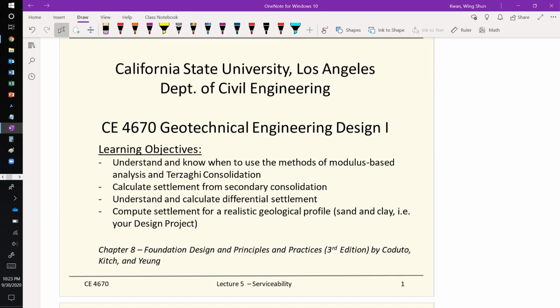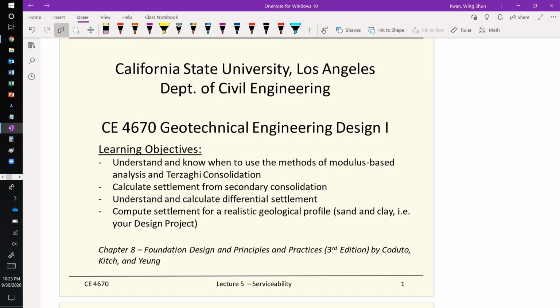Last lecture we talked about the bearing capacity of your shallow foundations, which means we check whether the soil strength has the capacity to handle the loading from the structure passing to the soil through the foundations. If the loading from the structure is greater than the strength the soils can handle, then this is a no-go. The factor of safety is too low for you to do such a design. So first, we need to make sure the soil is strong enough to handle the loading.